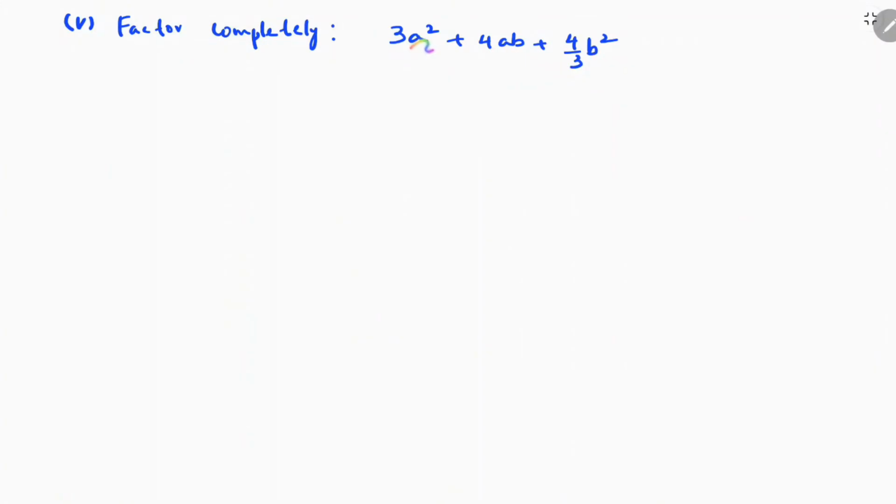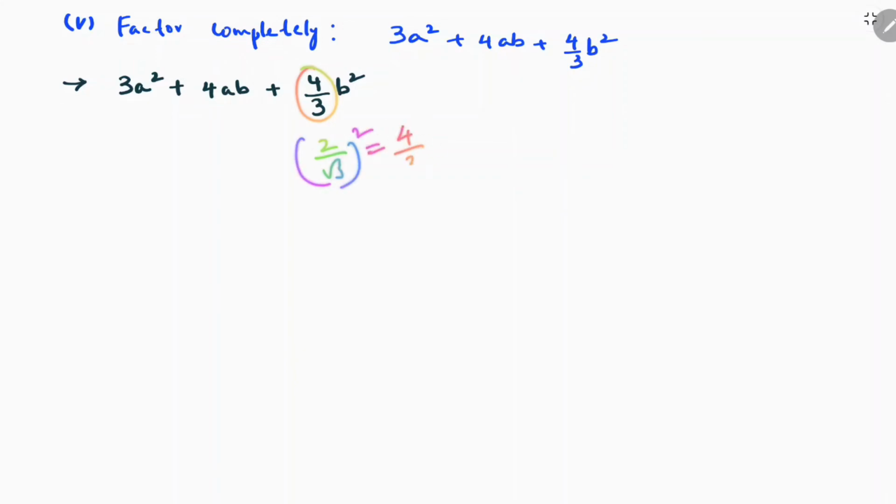Factorize completely 3a square plus 4ab plus 4 by 3 b square. So here I need to factorize completely. The question is 3a square plus 4ab plus 4 by 3 b square. Now see here, it looks like a square plus 2ab plus b square. But here 3 is not a perfect square, but you can write it as root 3 whole square if you want. So here you can write 2 by root 3 whole square. So 2 square will be 4, root 3 whole square will be 3.